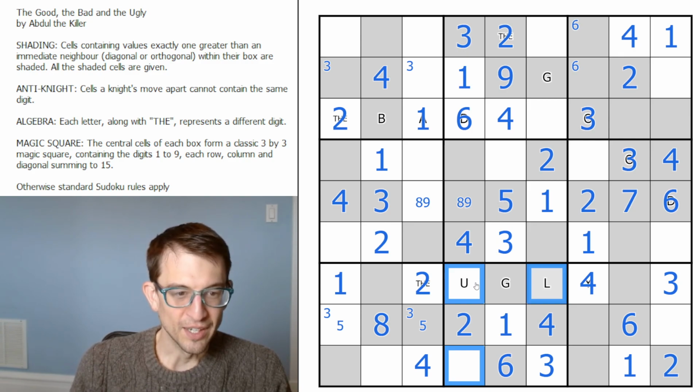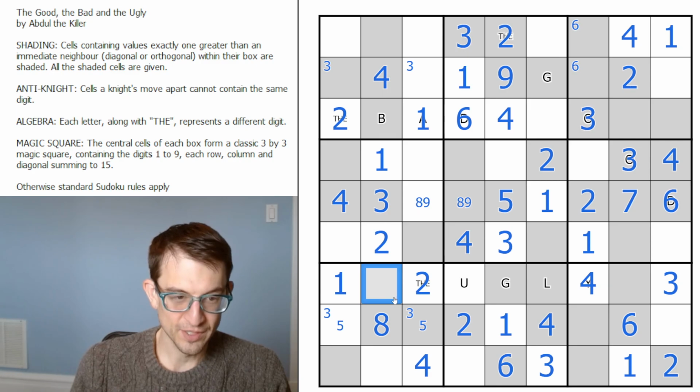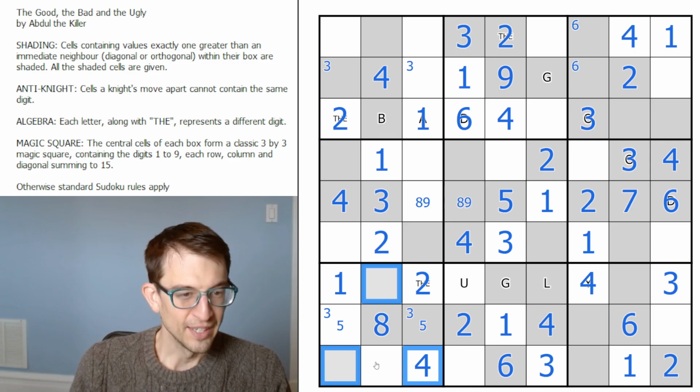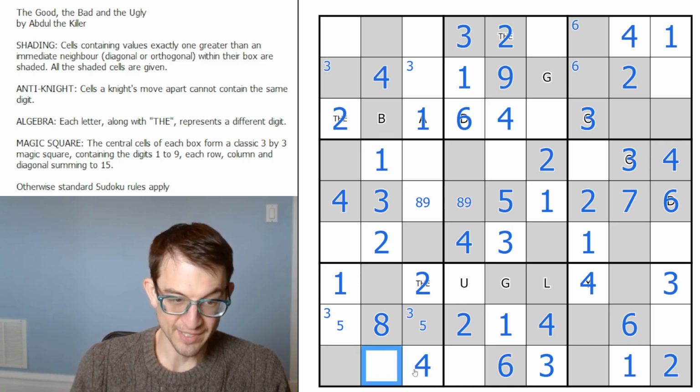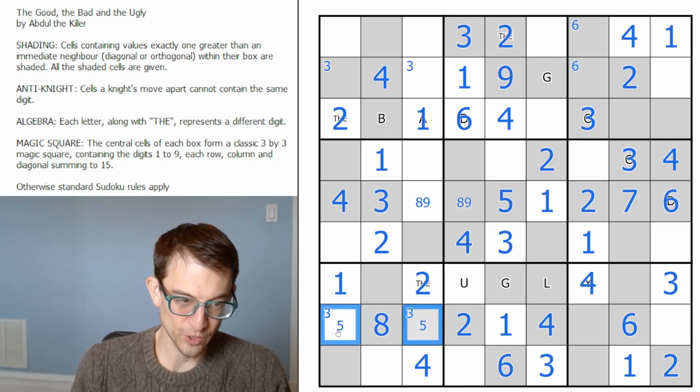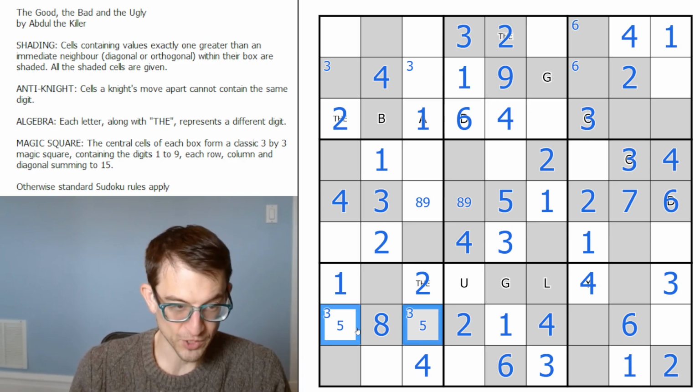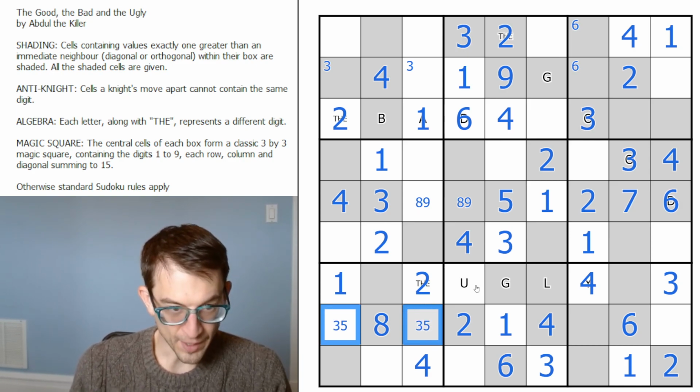But I know that 5 becomes a 3-5 pair here because 5 can't go in this cell because it's not next to the 4 and shaded. Same thing here. And it can't be in the bottom middle because that's not shaded and next to the 4. So one of these is 5. We knew one of them was 3 already. So that's a 3-5 pair.